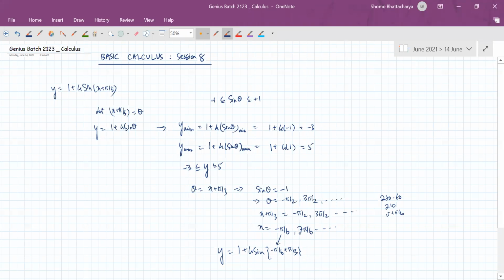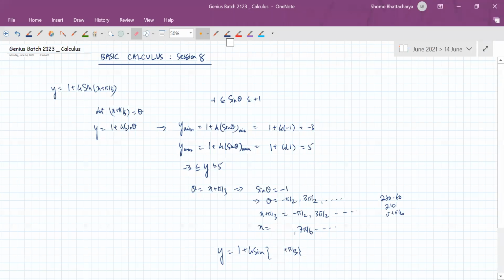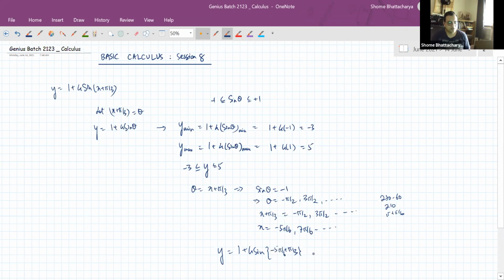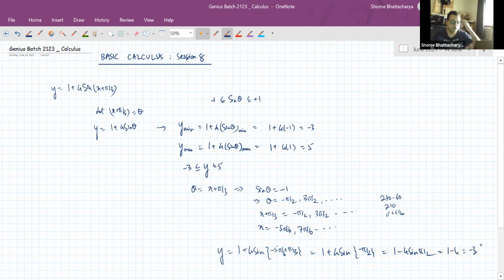Sorry, it should be minus 5 pi by 6. So when this is minus 5 pi by 6, this is becoming actually 1 plus 4 sine of minus pi by 2, right? So that is 1 minus 4 sine pi by 2, so that is 1 minus 4. So that's becoming minus 3. Now you're understanding how the value of y is becoming minus 3.